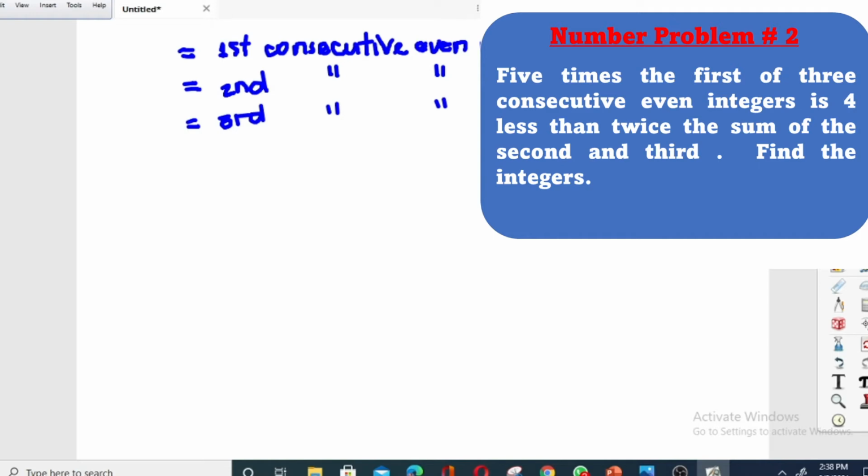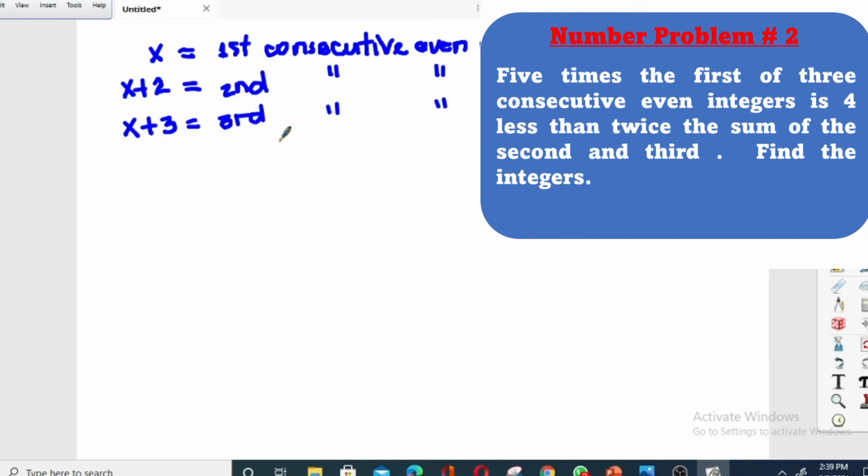So in this kind of problem, 3 consecutive even integers are being asked. So the first consecutive even integer, just represent it as x, because the second consecutive even integer would be x plus 2, and then the third is x plus 4. So in this kind of problem, automatically the first consecutive even integer is just x.